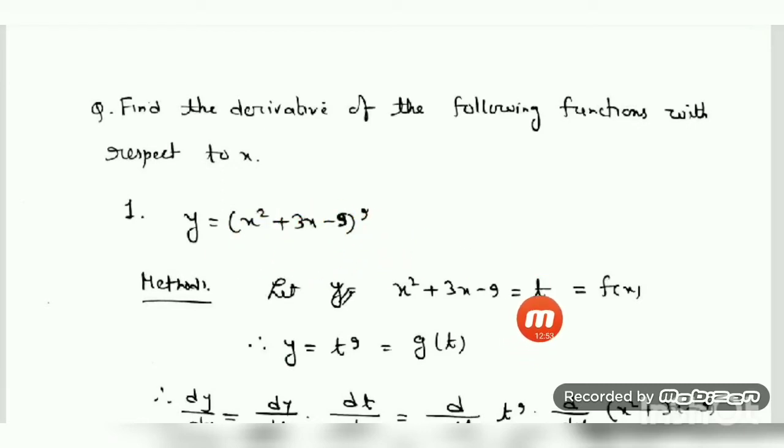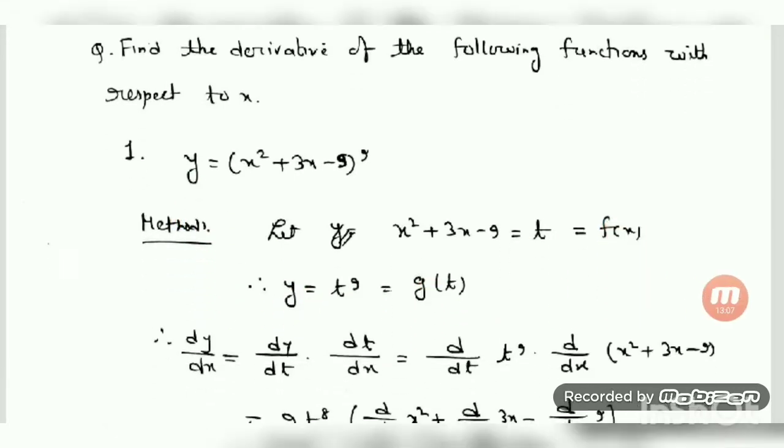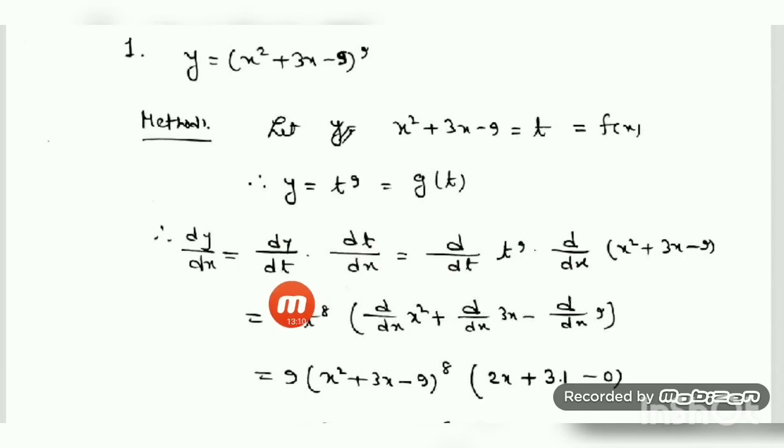In that case, what happened? t is a function of x. Then your y becomes t to the power 9. Then y is a function of t. So I have to find out the derivative of y with respect to x, that is dy/dx. But y we can take the derivative with respect to t. That means we have to write down what? dy/dt. Then dt, t is a function of x.